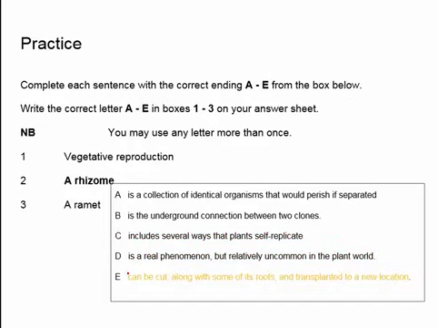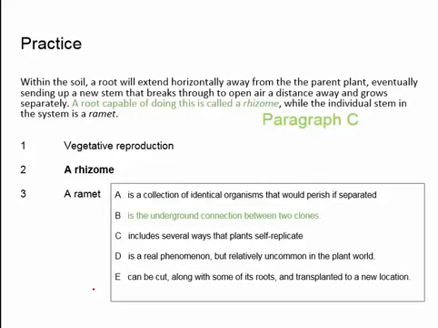Okay, so E is a very tempting answer because it does discuss these plants being cut and transplanted. But E is actually not the best answer. B is the best answer, and let's take a look at why. So if you go to paragraph C, you'll find where it discusses a rhizome. Let's look at paragraph C.